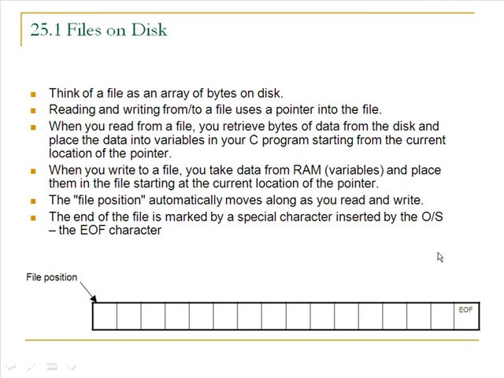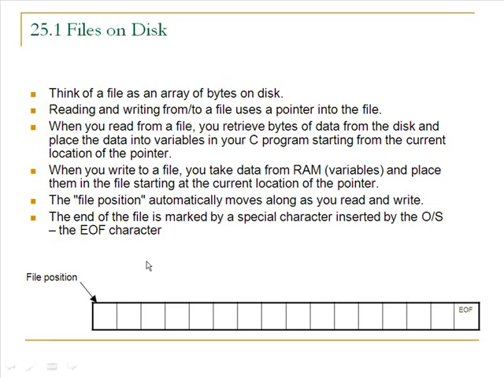So let's start out by thinking about what a file is on the disk. I want you to think of a file simply as an array of bytes on the disk. You know a file has a name and it has a location on the disk, but other than that, think of it as just an array of bytes starting with the 0th byte and going to a special byte which is called the EOF marker, or the end of file marker.